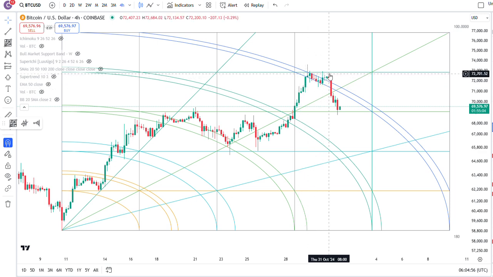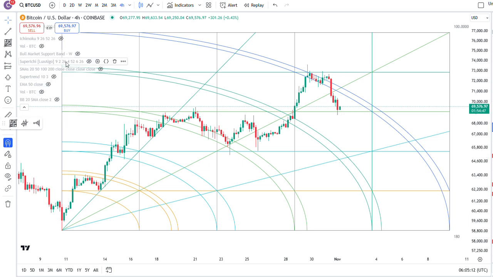Follow the arc here, tried to push above, got exhausted, came back down, the angle couldn't hold, right? Where did it go? It ended up going back to the horizontal here. The horizontal did hold. This is basically a back test of the breakout of this horizontal zone. That's exactly what it's doing.